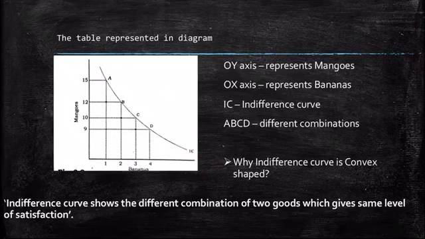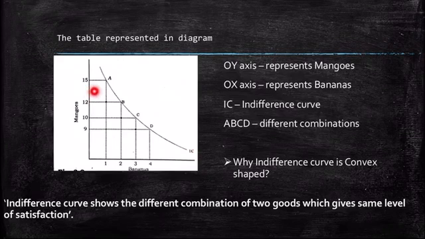The shape of the indifference curve is convex. But why is it convex shaped? Can you tell why? Again, it's very easy to say that if a consumer wants to increase the consumption of a particular good, it is possible only when he sacrifices another good so that he can remain on the same level of satisfaction.